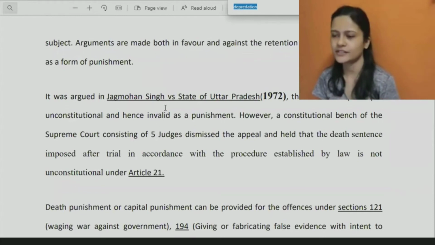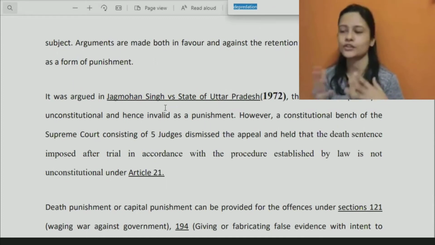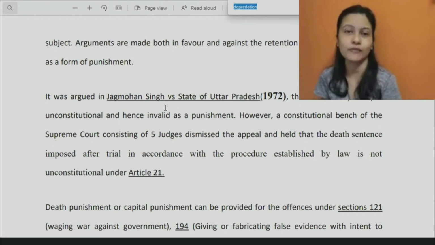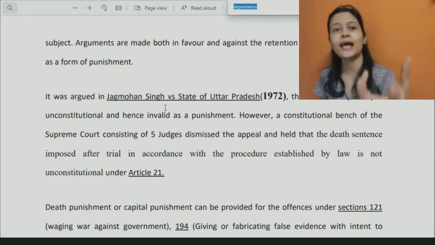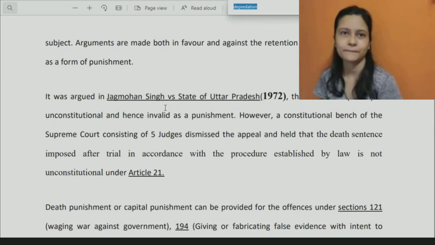Now, there was this case, Jagmohan Singh versus State of Uttar Pradesh. It's a case of 1972, wherein it was argued that death penalty is unconstitutional. The Constitution of India provides for the right to life under Article 21, and then under certain sections of the IPC, the right to life is taken away from people. So it is unconstitutional, it is going against the Constitution. That is how it was argued in front of the Supreme Court in an appeal: that it is going against our rights.